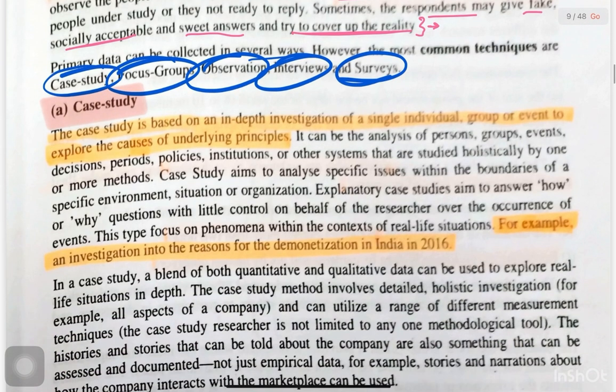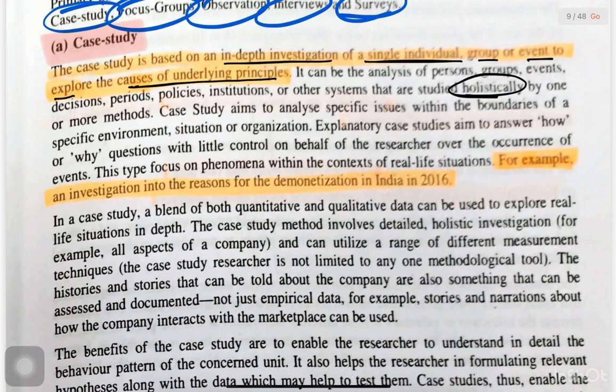A case study is basically an in-depth investigation of a single individual, group, or event to explore the causes of underlying principles. It can be an analysis of a person, group, events, decision periods, policies, etc. that are studied holistically by one or more methods. It aims to analyze specific issues within the boundaries of a specific environment, situation, and organization.